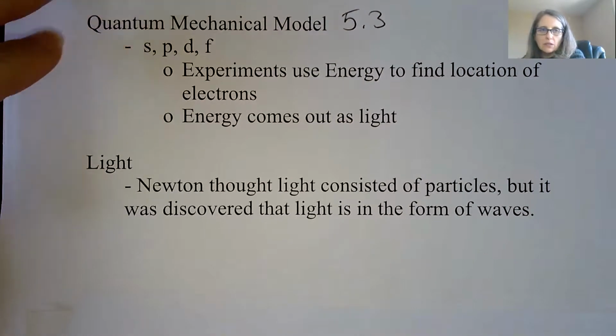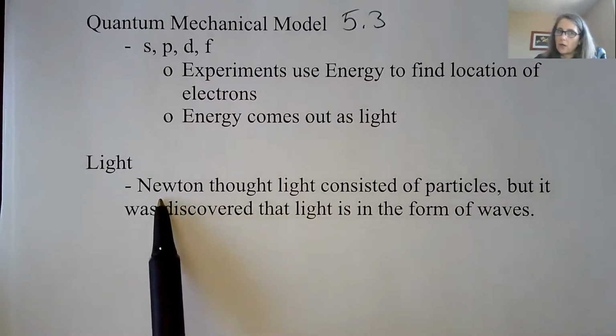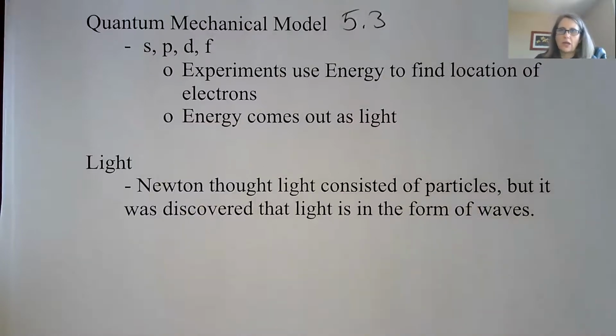Isaac Newton thought light was made up of particles, but now we know light is in the form of waves. So when we're discussing light, we need to go over what a wave is and go through some more information on that. Your book in chapter 5, section 5.1, does a pretty decent job of introducing that to you. Isaac Newton was a pretty smart guy, but his thought process had to be changed when he got more and more data.